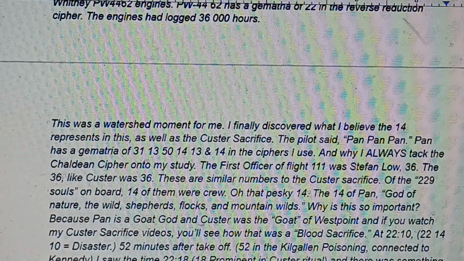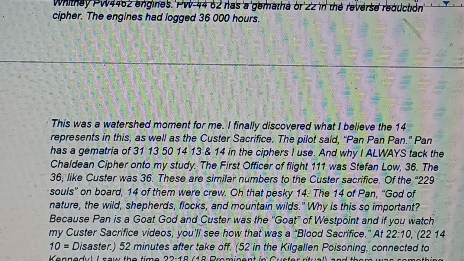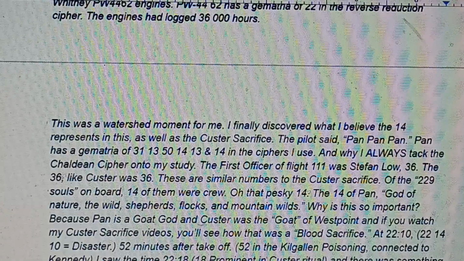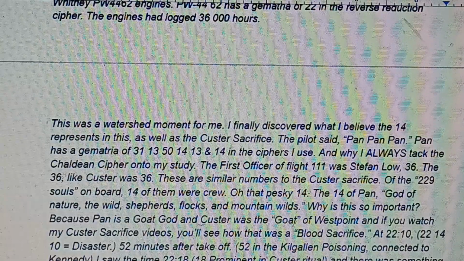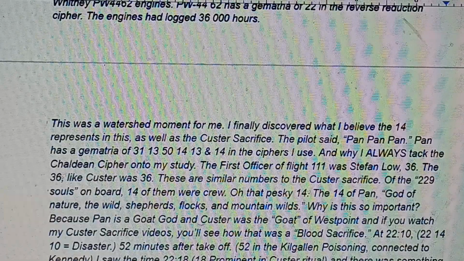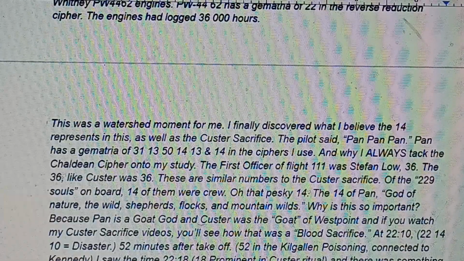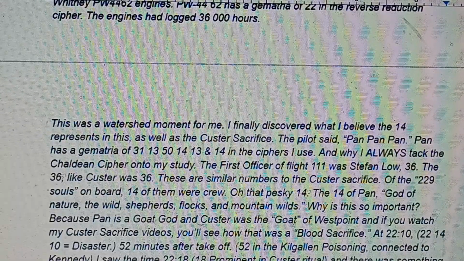Oh, it looks like I'm at the bottom there. Because I finally discovered what I believe the 14 represents in this, as well as the Custer sacrifice. The pilot said, Pan, Pan, Pan. Pan has a gematria of 31, 13, which is a mirror of 31, 50, 14, 13, and 14 in those 6 ciphers that I use.